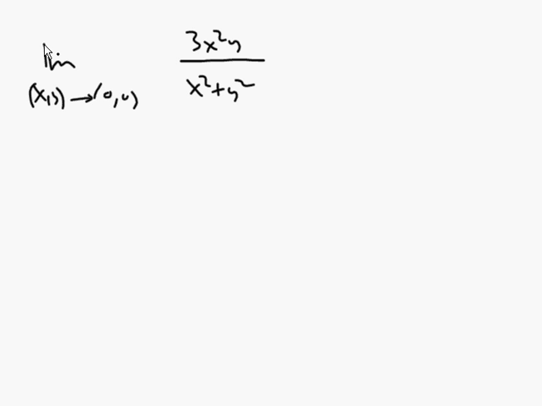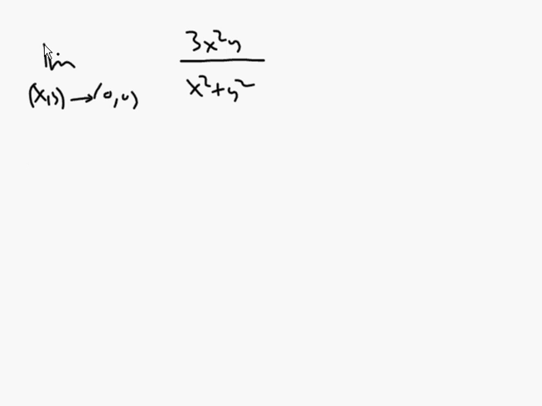So suppose I'm asking about this limit. Limit as x comma y goes to 0, 0 of 3x squared y over x squared plus y squared. And what I can tell you is that if you keep approaching along different paths, like approach along the x-axis, the y-axis, and so forth, you're always going to get the same answer. And that answer you can find quickly.